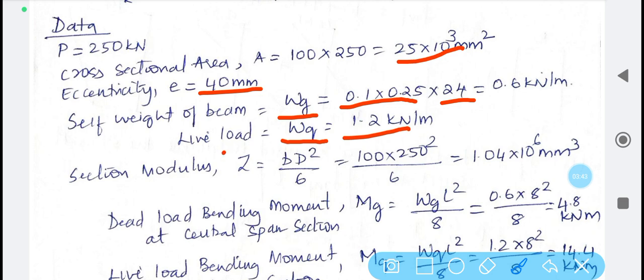And section modulus, that is Z, is equal to BD square by 6. This is the formula for the rectangular cross section. It depends upon the cross section of the concrete member and it varies. For the rectangle, it is considered as BD square by 6 and it is computed accordingly.